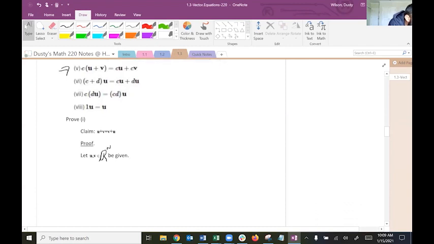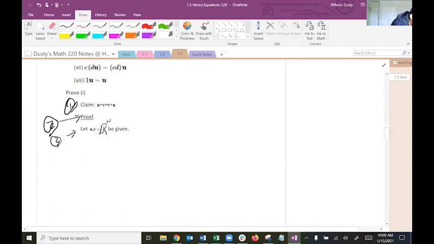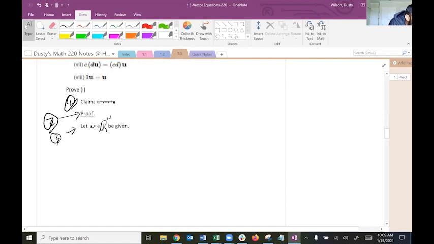So notice that I've started the proof of the first one, and I've done it with three different lines. So I've got a claim line, followed by a proof line, followed by sort of a let line where I define a few things. And that's going to be not every, but almost every proof that you do will start in a similar manner. So we said let u and v in Rn be given. And so now let's see if we can clarify what that means.